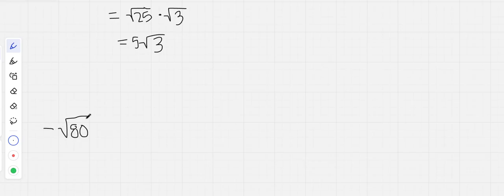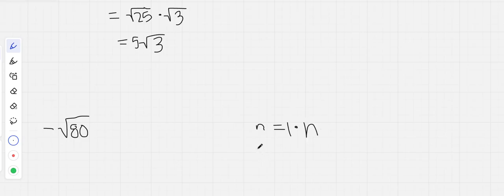Negative square root of 80. All right, so here we have a negative in front of the radical. That's not going to affect what goes on underneath it because it's on the outside. Now remember the identity property. Any number is equal to 1 times that number, right? So n is equal to 1 times n.